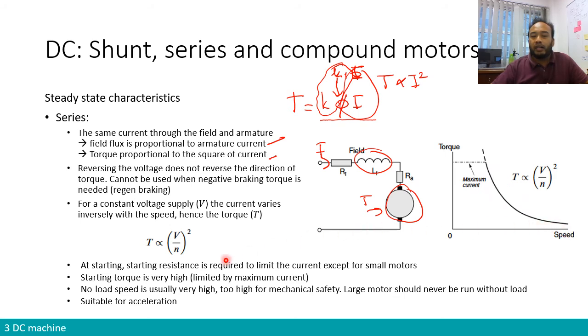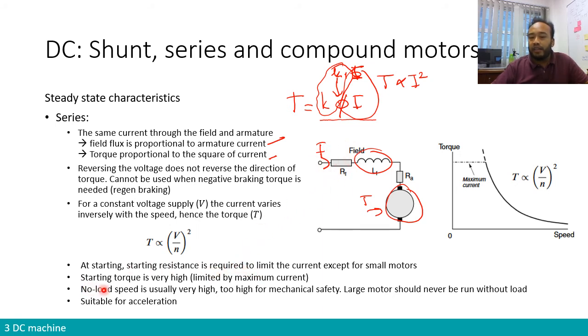Okay, so what we can say is that at starting, resistance is required to limit the current, except for very small motors, because we know at a starting speed, when the speed is low, the torque is very high. When the torque is very high, therefore the current is very high. So at starting, we need a starting resistance somewhere in the circuit to limit the current.